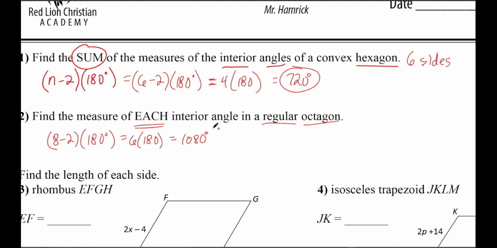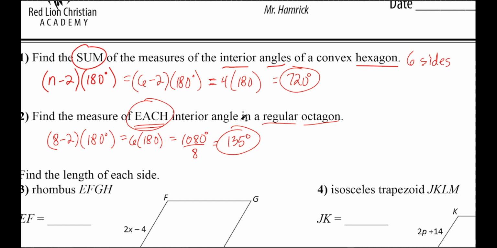But I just want to find what one of them is going to be if all those angles were exactly the same. So if all those angles were exactly the same, and there's 8 of them, right, because it's an octagon, how do I find out each of those angles? Divided by 8, that's right. Put that in a calculator, and you get 135. So each angle of a regular octagon is 135 degrees.